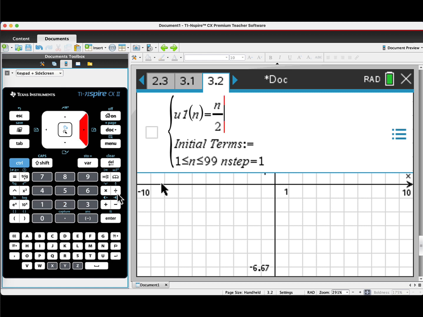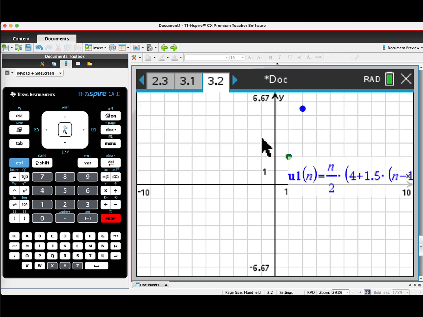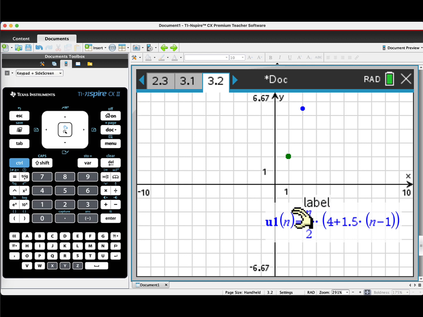We will type the equation. Again, I'm not simplifying here either. 2U1 plus (n minus 1)D. The first term of the sequence is also the sum of the first term. So we will have this value.